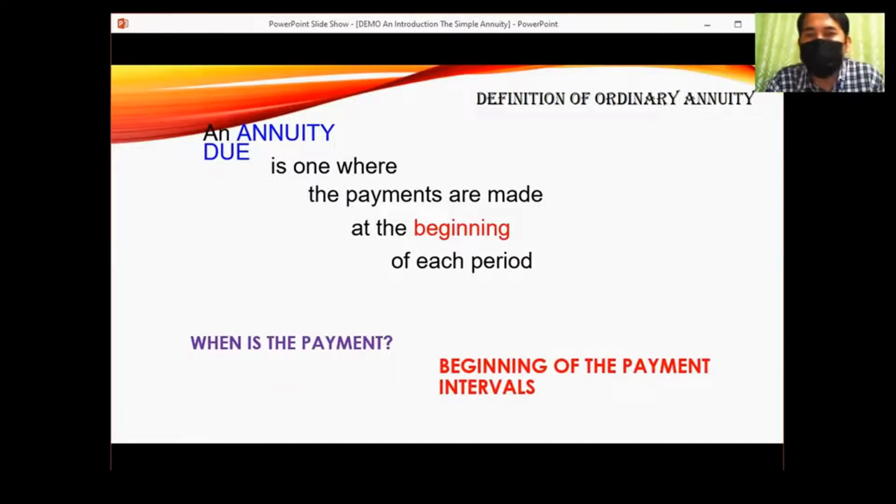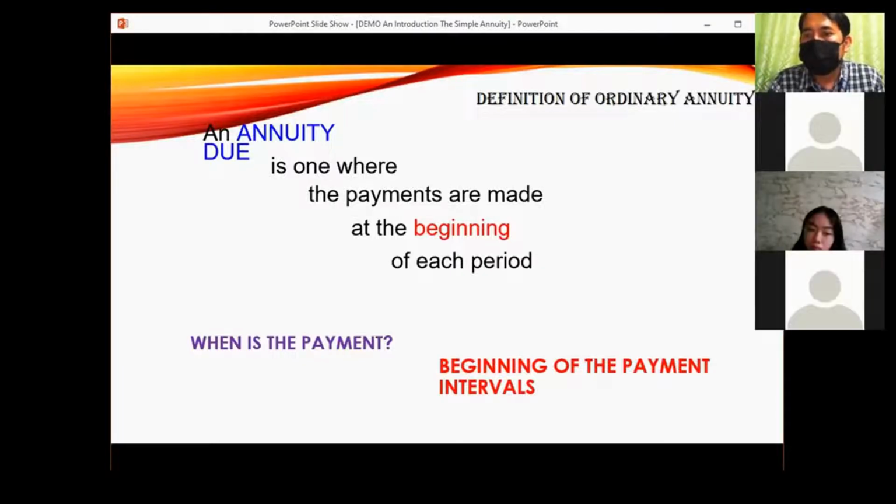Now, any question doon sa annuity at saka ordinary annuity? Naintindihan ba? Paki-thumbs up naman pagka naintindihan. Or para alam ko kung andyan pa yung mga student ko. Okay? Ayan. Okay, so let's move on. Next.